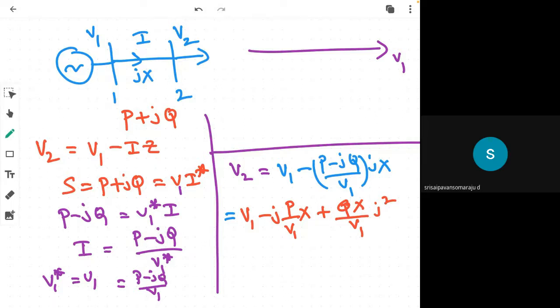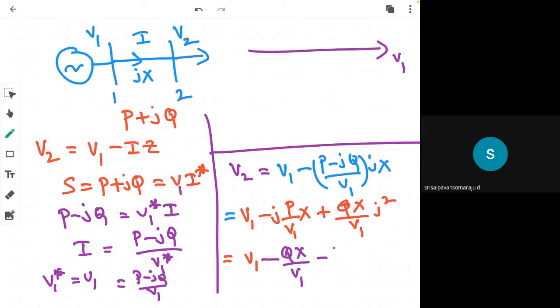Let us substitute that value so that you will get V1 minus, with J square being minus 1, Qx by V1, minus J Px by V1. Okay.